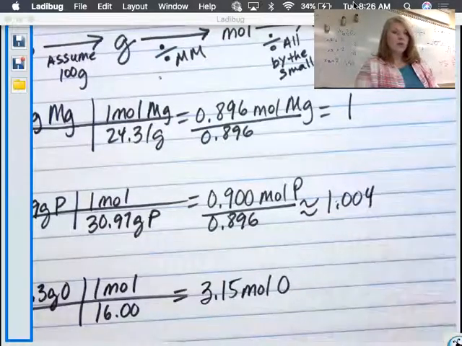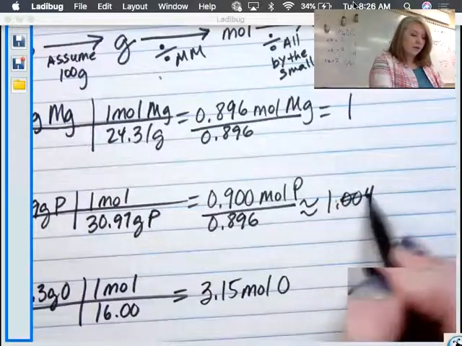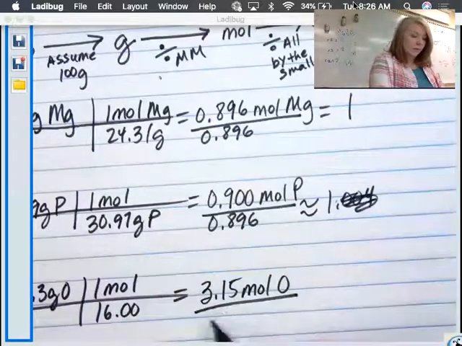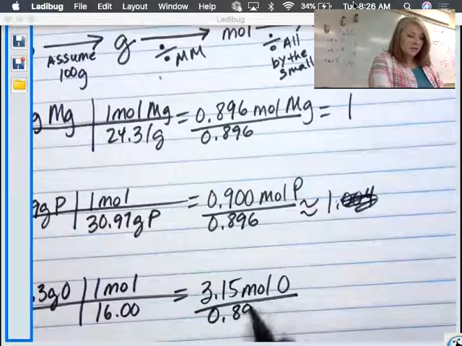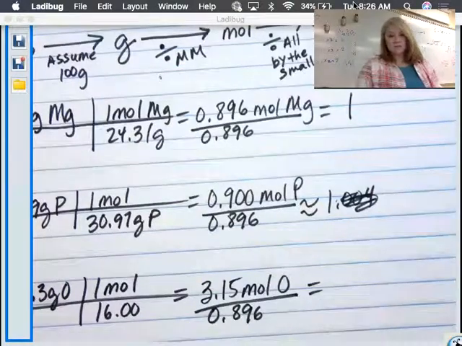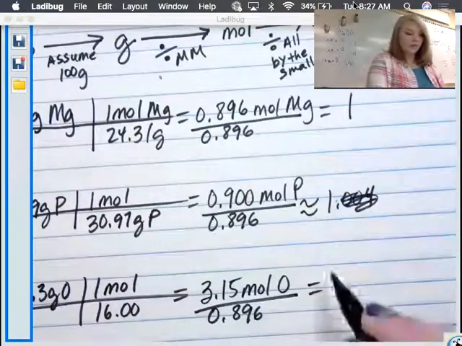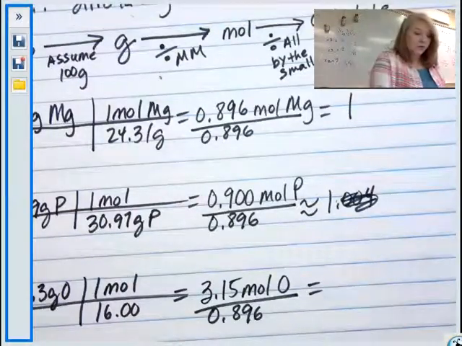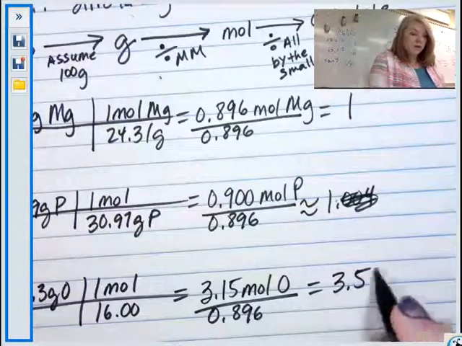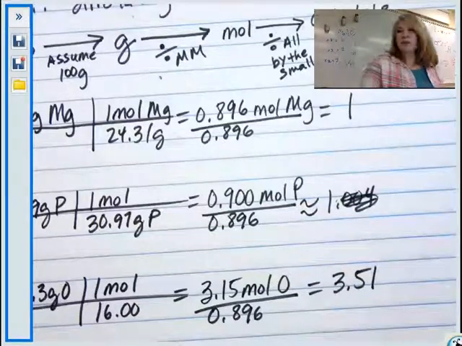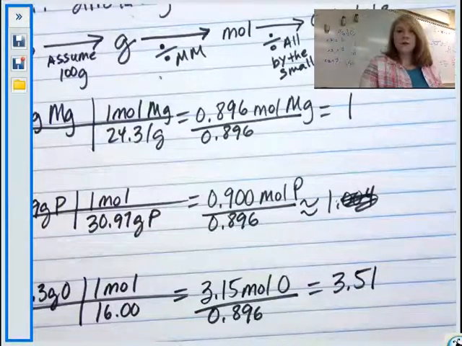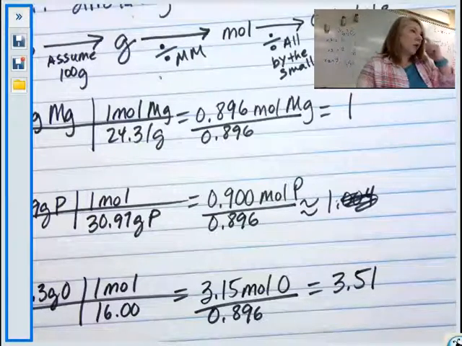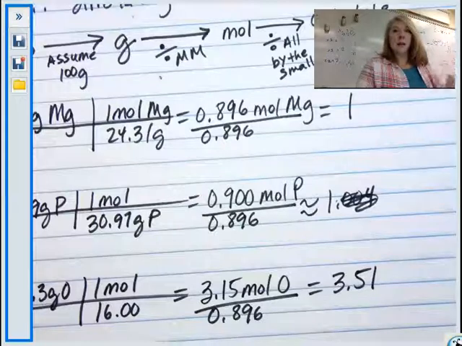1.004. Would y'all call that close enough to 1 to call that 1? Yeah, okay, so that's about 1. And then we're dividing this one by 0.896. Ian, what did you get? 3.51. Okay, now we have whole numbers for the first 2. Would y'all agree with that? But the last one, we still don't have a whole number. So we're going to need to do something in order to get all of them in whole numbers.